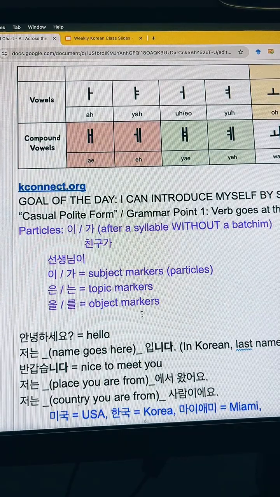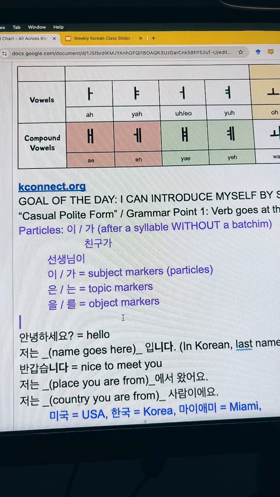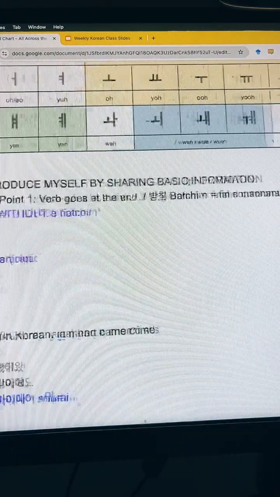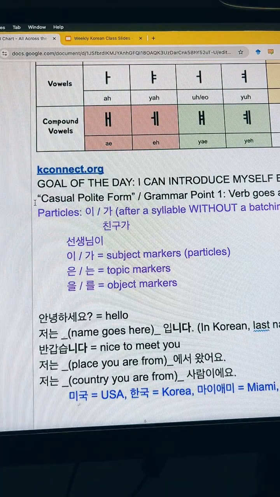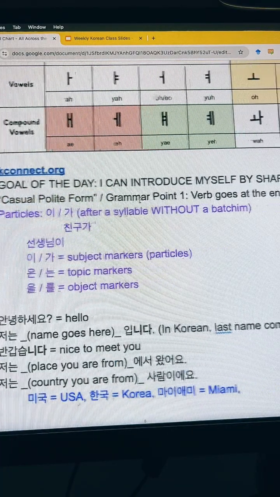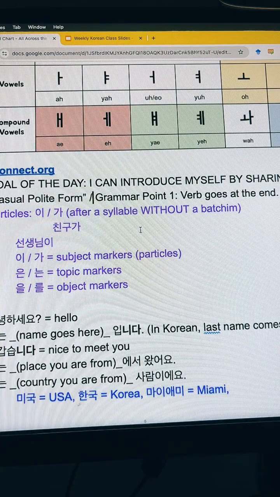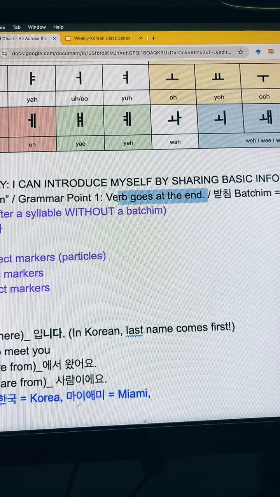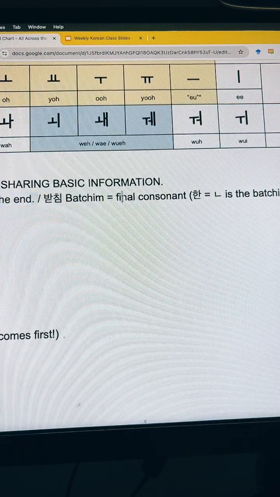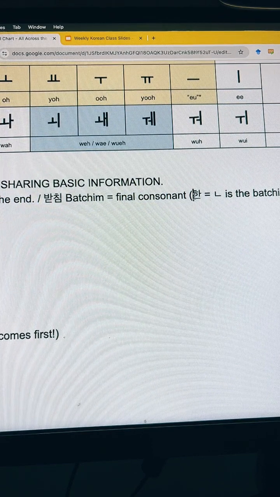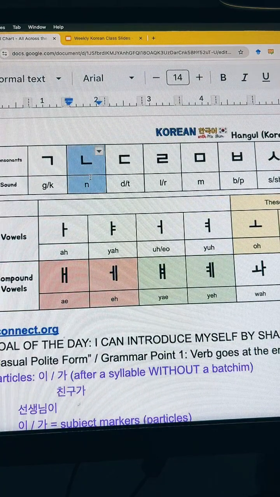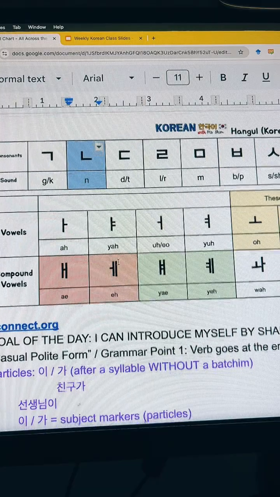All right, and I think it's a good time to start to wrap it up. Again, today the goal of the day was to introduce yourself by sharing basic information, and we did it in the casual, polite form. 네, I'm glad to hear, Korbuni. 화이팅! And one grammar point that came up was that the verb goes at the end, and 받침 basically means final consonant. When the N is at the end, it makes the N sound. Right here, that's a consonant for the N sound, nian.